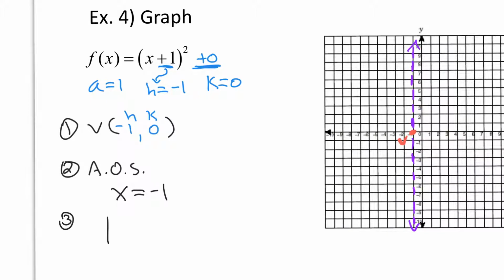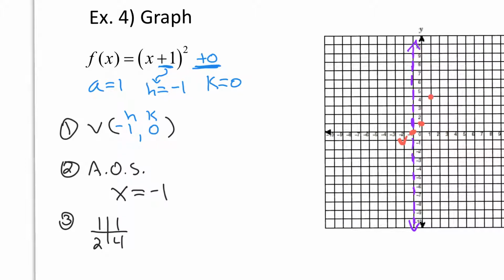Step number 3, we do our pattern 1, 1, 2, 4. And I notice my a value is +1. So I don't need to multiply the 1 and the 4 by anything, because if you multiply by 1, they're not going to change. So when a is +1, you don't have to multiply. But you do have to follow the actual pattern. From the vertex, I'm going to go 1 step to the right, 1 step up. So I make a point right here. And from the vertex again, 2 steps to the right, 1, 2, 3, 4 steps up.